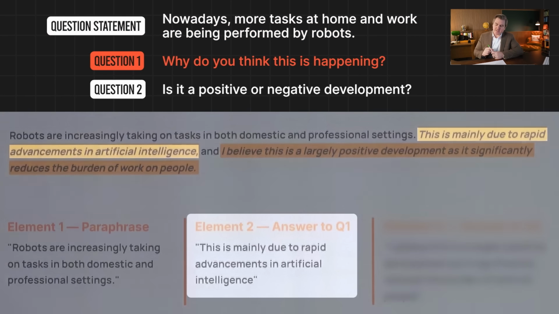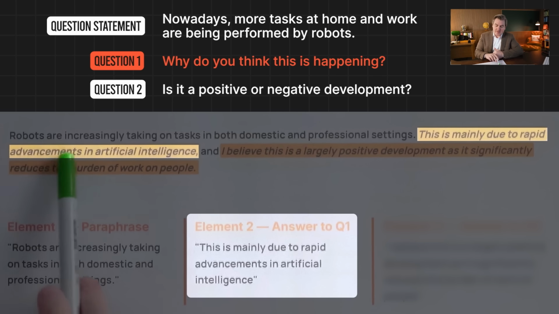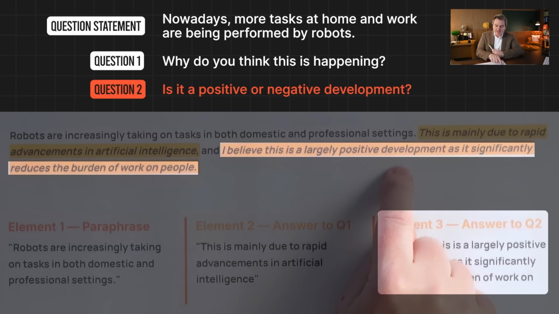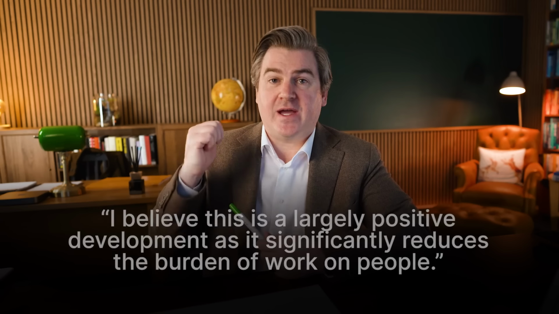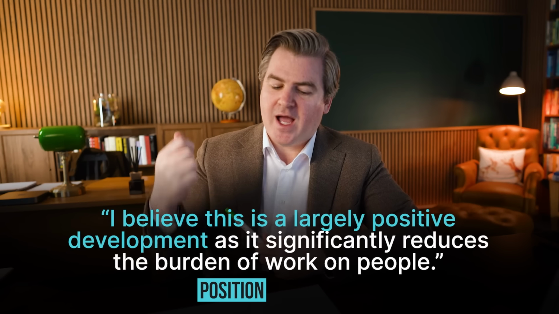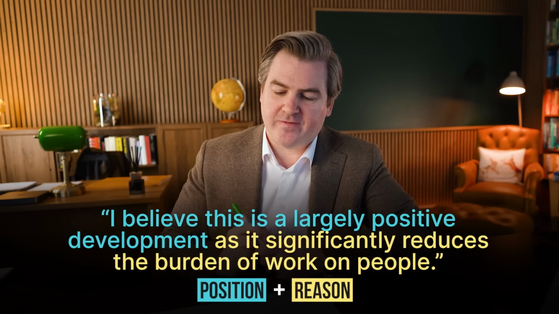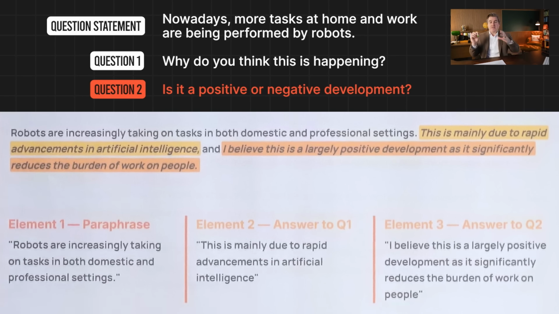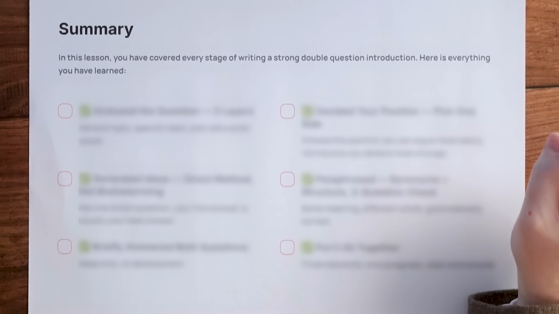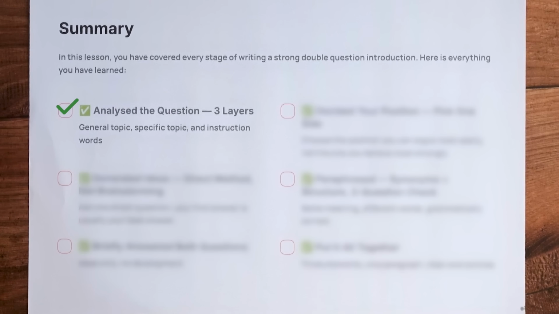Then they'll look at the second part of it. This is mainly due to rapid advancements in artificial intelligence. They have answered question 1. I believe this is a largely positive development, as it significantly reduces the burden of work on people. They have clearly answered question 2 by giving their position. I think this is positive, and here's why I think this is positive. So those 3 elements are all in there. The examiner knows exactly what the rest of the essay is going to be. Would you understand what someone thinks about the question just by reading that? I think so.